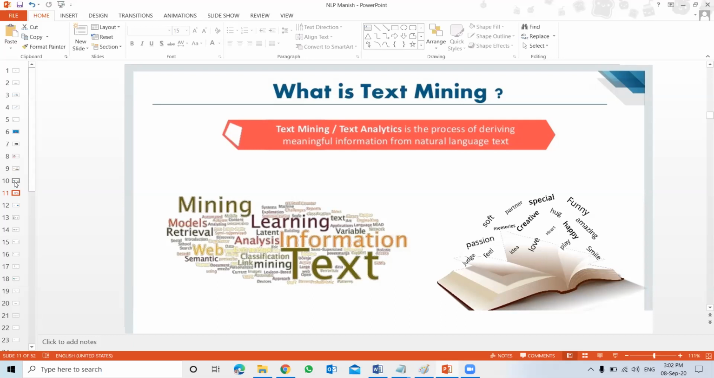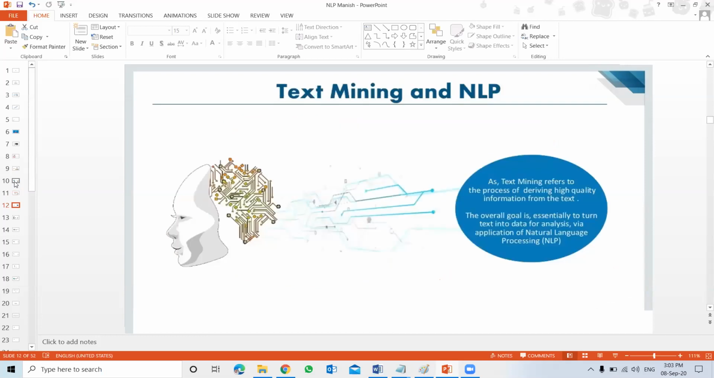So guys, the meaning is that we can frame thousands of questions and we can perform the operations with the help of text mining. Here, mining means we have to retrieve some data, and analytics means we have to perform some meaningful operation on that data. So this is what we are doing with the help of NLP and the text mining process. Now guys, next one: what is the relation between text mining and NLP?